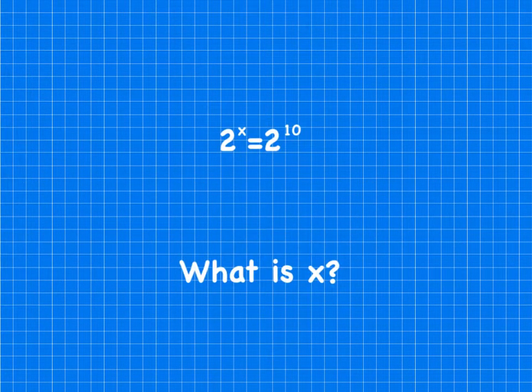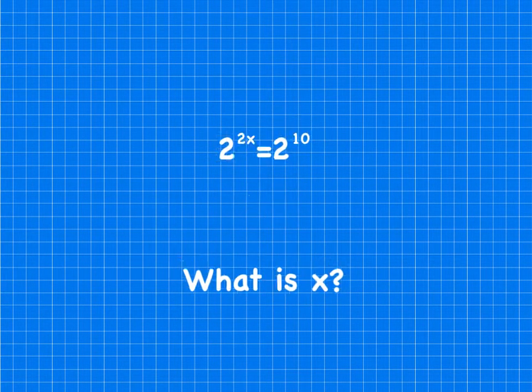So what we're looking at today has to do with working with the same base. Right now, we have the same base, both of 2, and we have different exponents, x and 10. But if the base is the same and there's nothing else happening in this equation, then we can say that x equals 10. There's nothing else it could be for those two expressions to be equivalent.